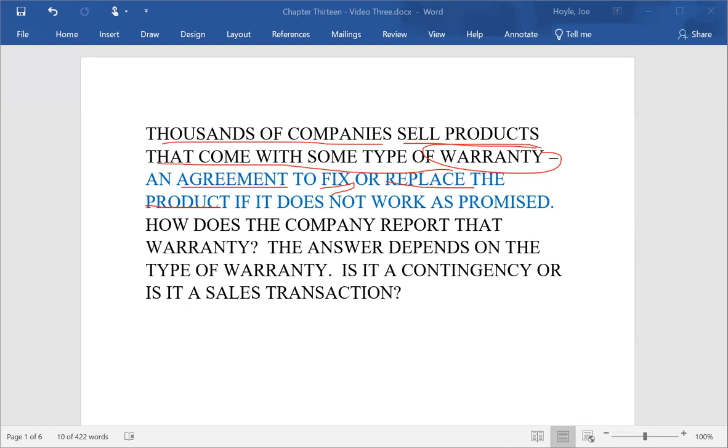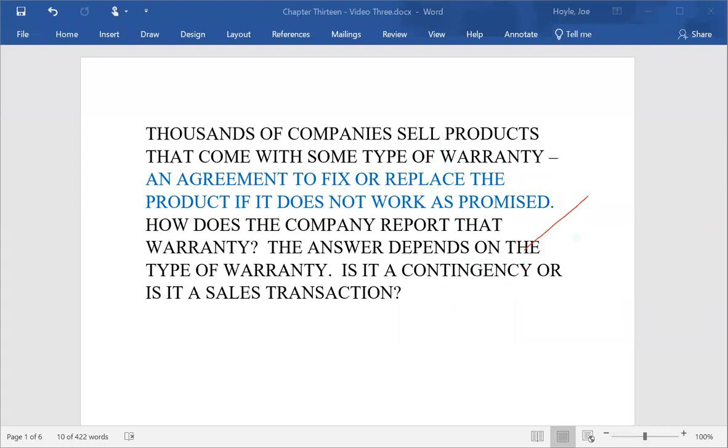The first thing that's important for you to understand is that the answer depends on the type of warranty. Many warranties are virtually contingent liabilities, and we've already done contingencies. So you already know the rules for reporting contingencies. If the loss is probable and you can make a reasonable estimation, then you have to recognize a loss or an expense and a liability. We've done that before. That's what a contingency is. Other warranties, though, are really sales transactions, and they're reported as revenue when the earning process or when the performance obligation has been satisfied.